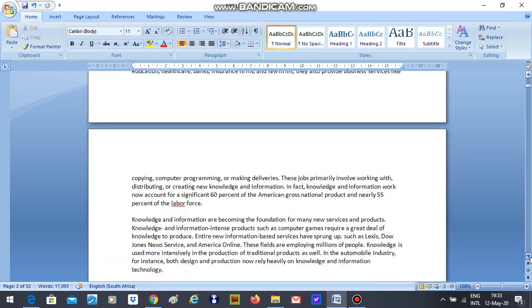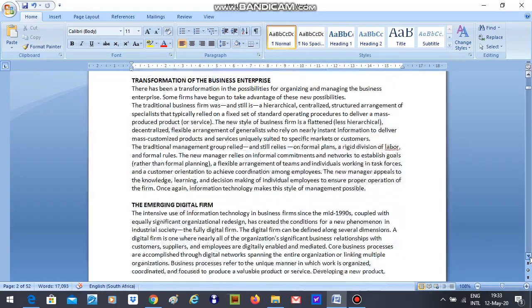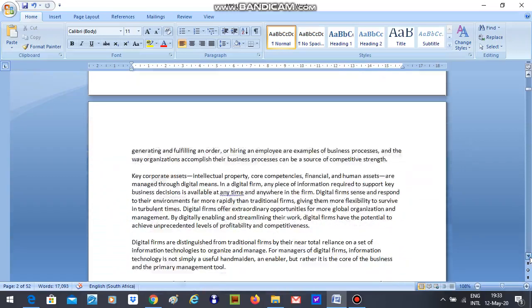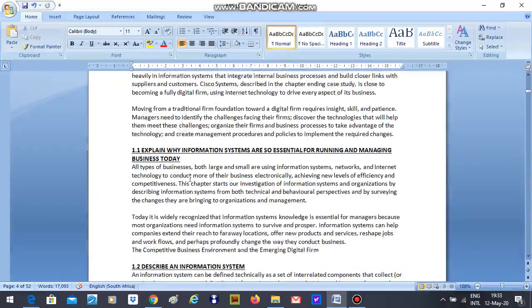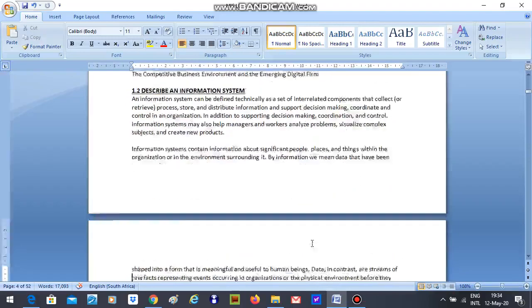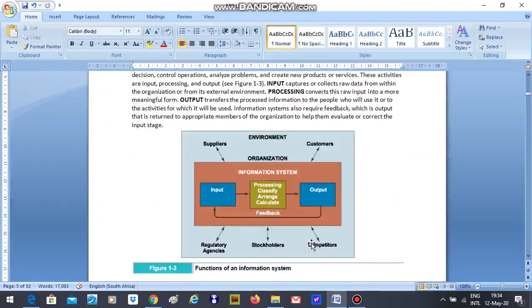Now let us scroll down and look at how information systems are essential in today's world. They are essential because they bring about operational excellence, new business models, and they help in customer and supplier intimacy. They improve our business decision making, and they increase our competitive advantage in the day-to-day survival of our business.